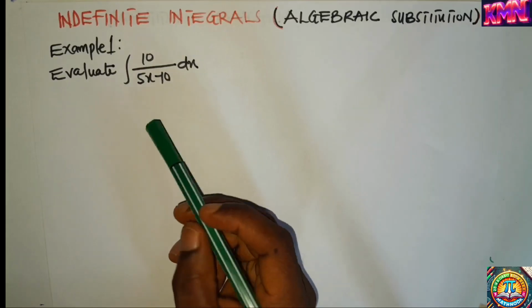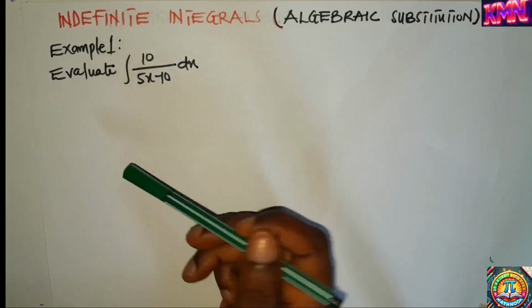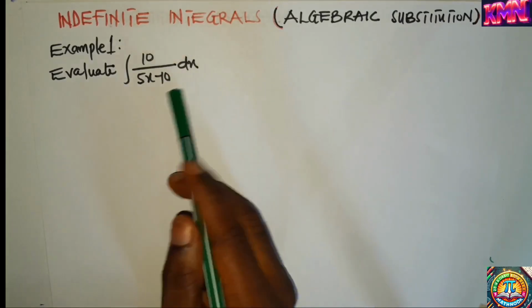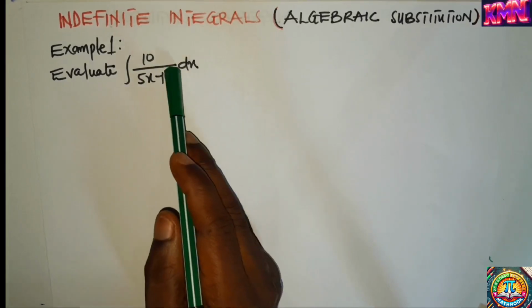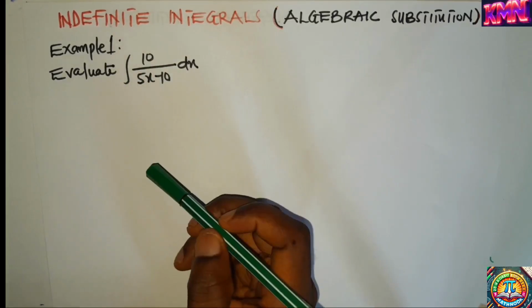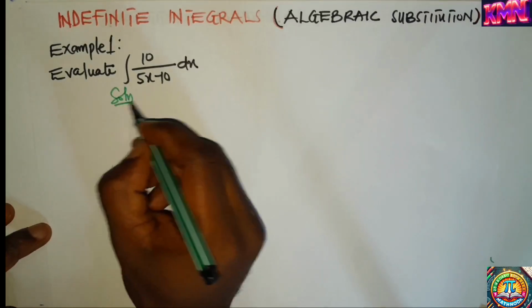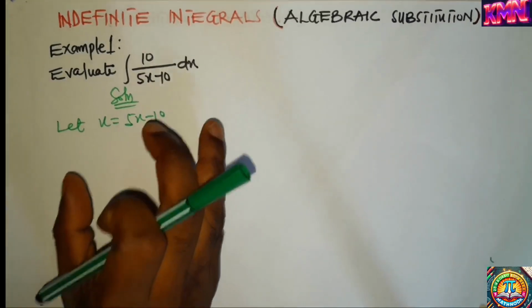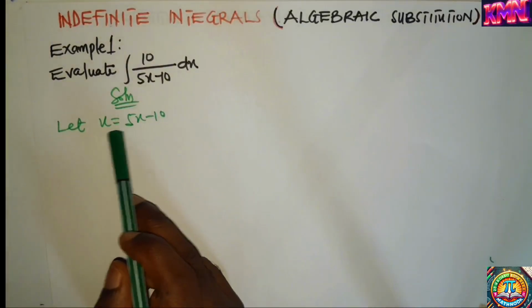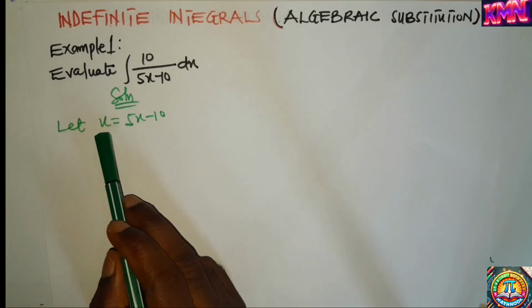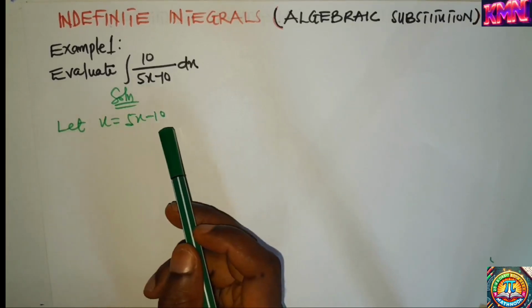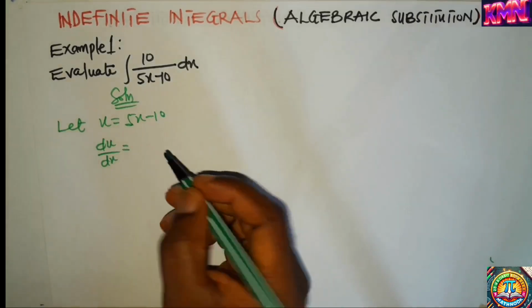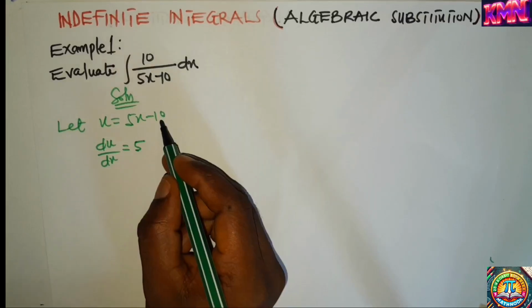And usually, this is an inner part of the function or a term inside a power, roots, or even sometimes trigonometric functions. But in our case, we let the denominator be another variable u. We let u be 5x minus 10. That's the first thing. Secondly, we have to differentiate the substitution. So we differentiate u with respect to x. Then du/dx equals 5. The differential of a constant is 0.